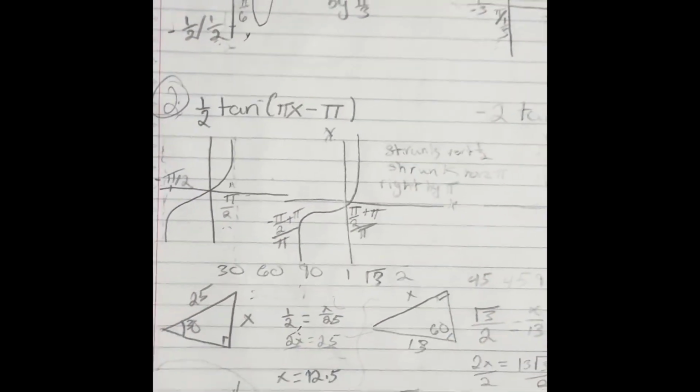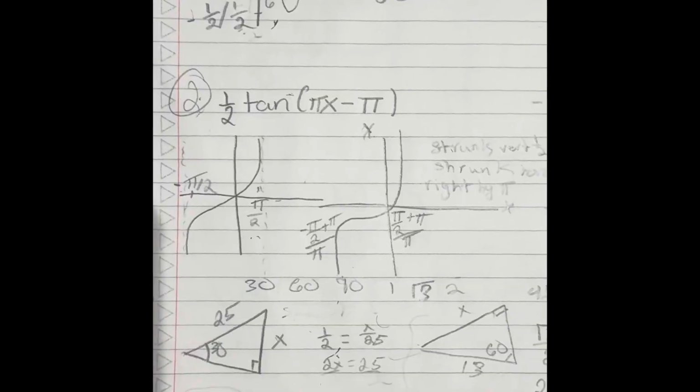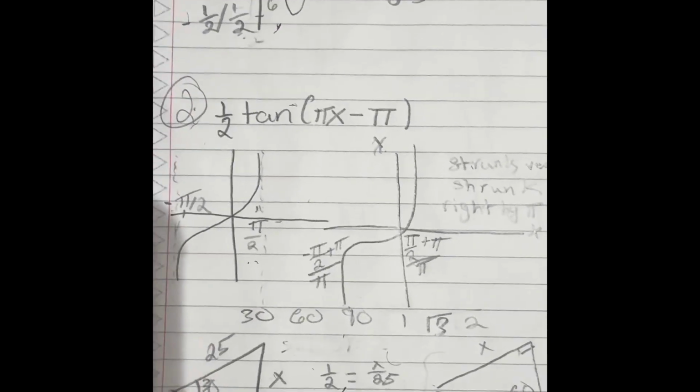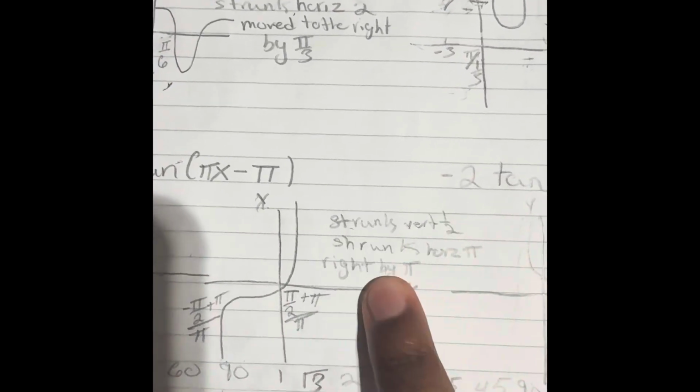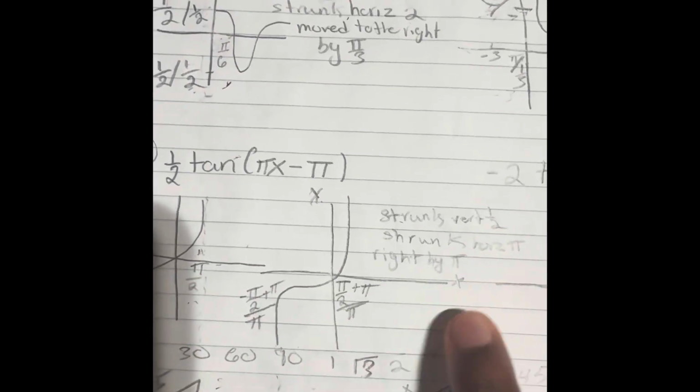All right, video problem number 2. For this, we have a tangent graph. A regular tangent graph right here, just to show the comparison. For this, we shrunk vertically by 1/2, shrunk horizontally by pi, and we went right by pi.